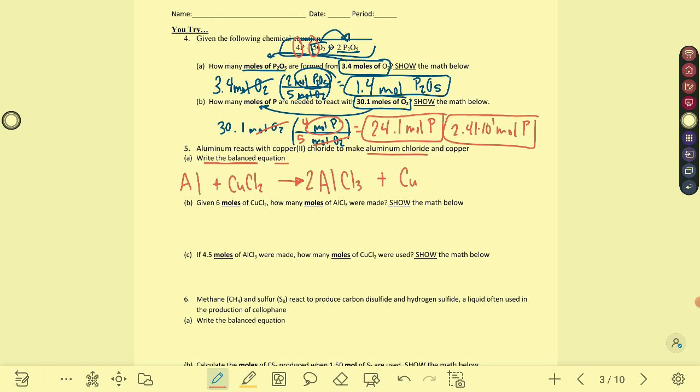So we have to put a 2 in front of the aluminum chloride and a 3 in front of the copper chloride. Because your aluminum now is a 2, you have to put a 2 in front. Your copper became a 3, so you have to put a 3 in front. So now this is your balanced chemical equation.